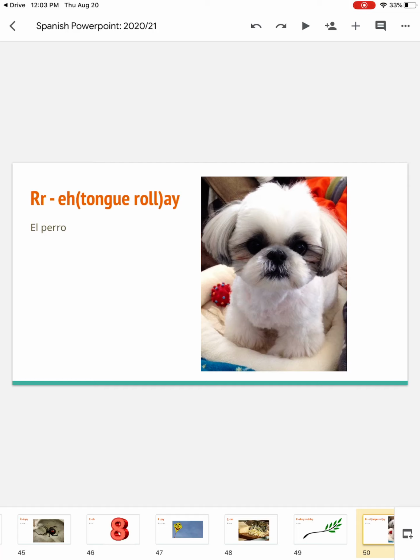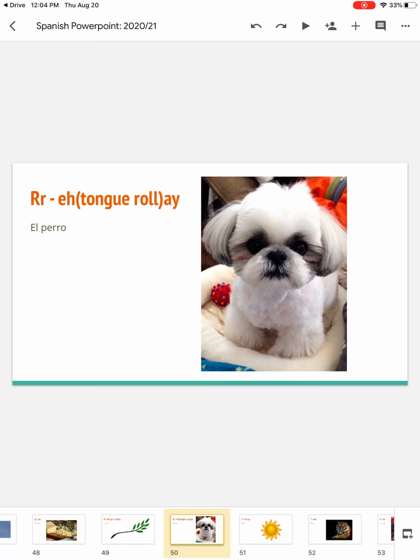So, for example, the word for dog in Spanish, a lot of people might say el perro with a plain R, but that is wrong. That's very Texan. That's very not using any Spanish accent. It would be el perro, with the rolled R. El perro. Let's do that one more time. El perro.